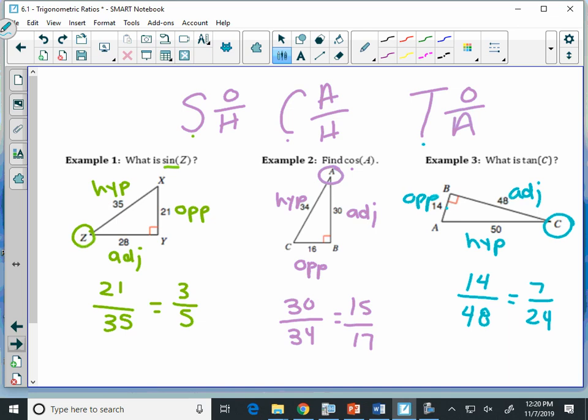Now can we simplify this again? No. If it was a 6, you could, or an 8. 7 over 24. Questions over that?